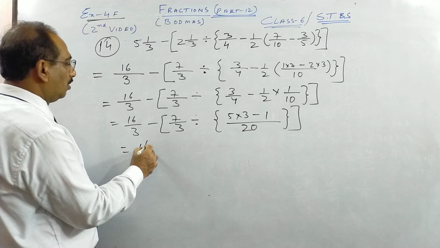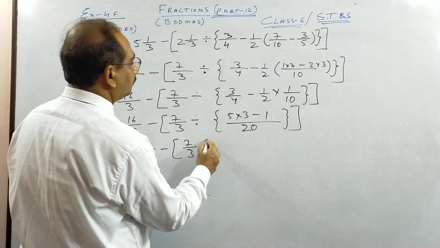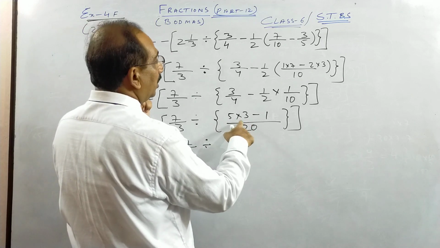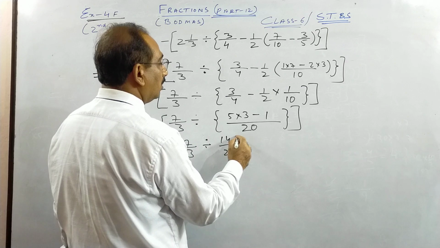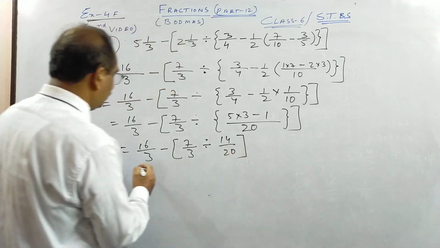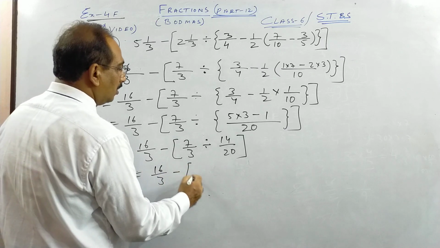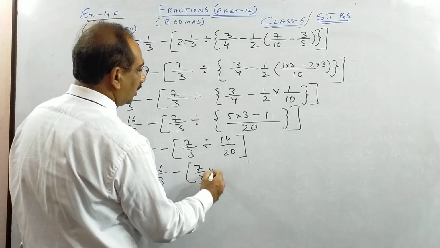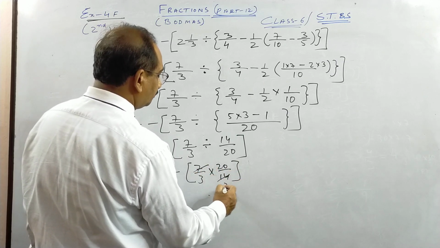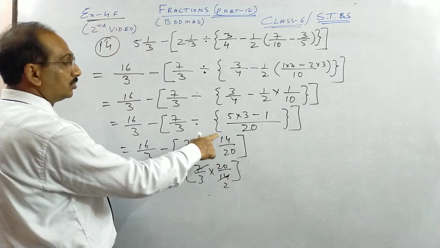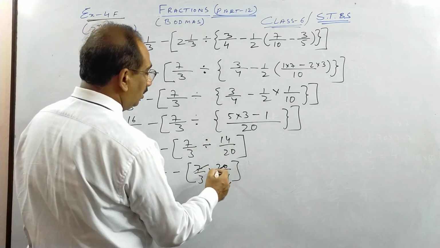So now next step, I am going to eliminate the middle bracket. 15 minus 1, 14 by 20. So here I have done away with the middle bracket also. 16 by 3 minus. So when division becomes multiplication, children, what do you see? This goes up, numerator goes down and denominator goes up. 7 2s are 14, 10.